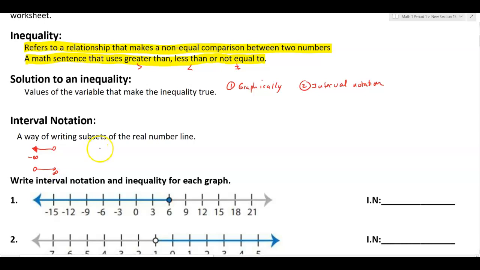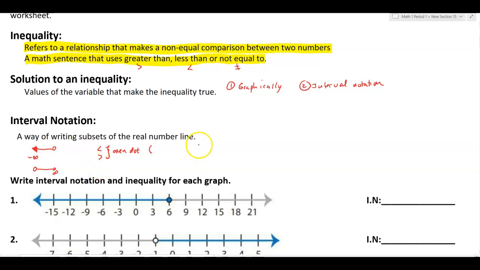Now, we know that if we are less than or greater than, we use an open dot. Well, when we have less than or greater than with an inequality, we use a round parentheses to tell us that it's basically an open dot. It's not included in the solution set.